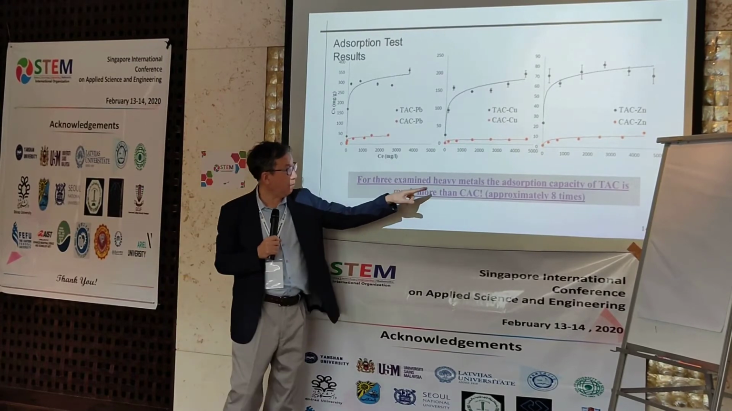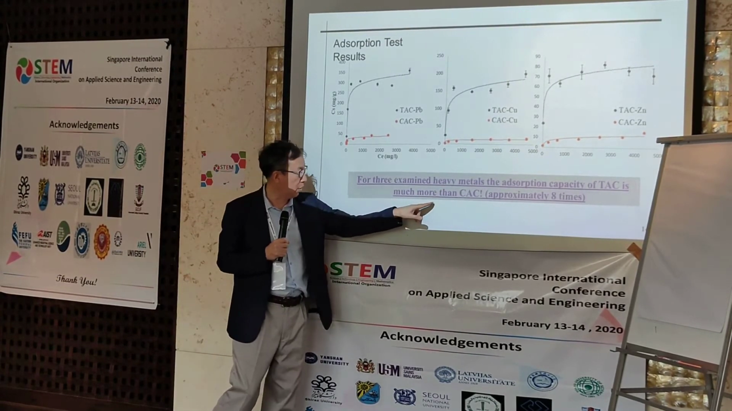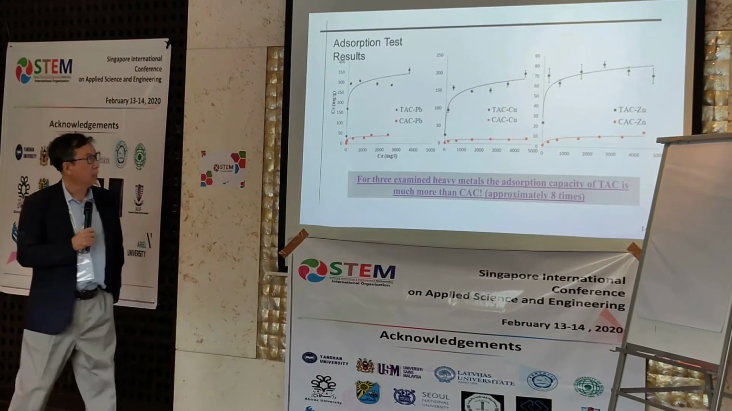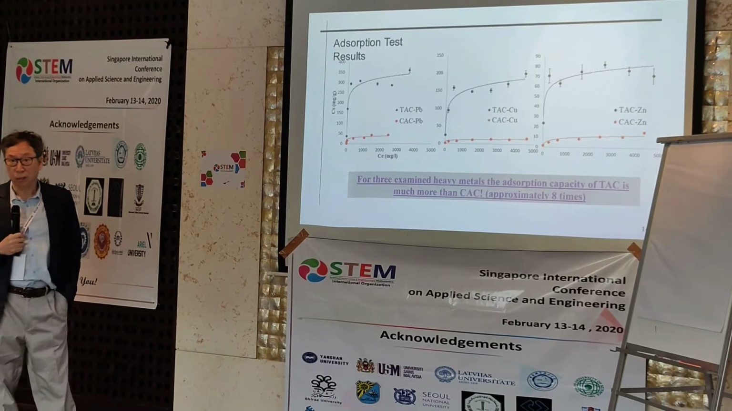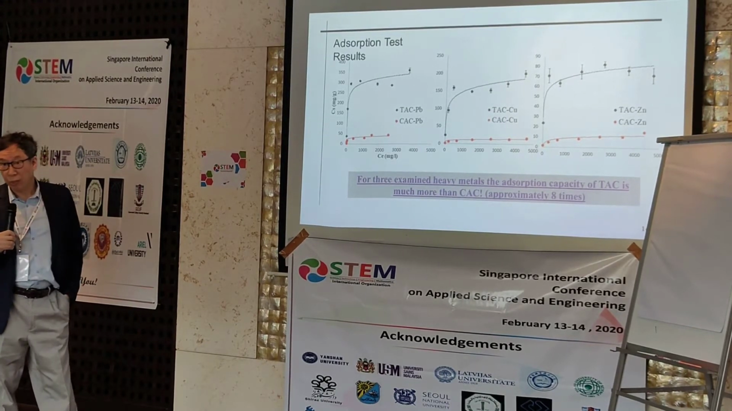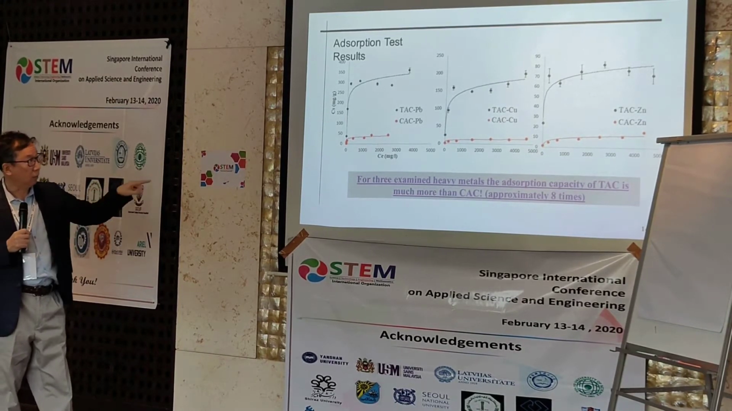The heavy metal sorption capacity of TAC is much more than CAC, almost approximately 8 times higher than CAC, which is very promising to me. But I tried to find out why they are very good, showing good capacity than the commercial activated carbon. Next.